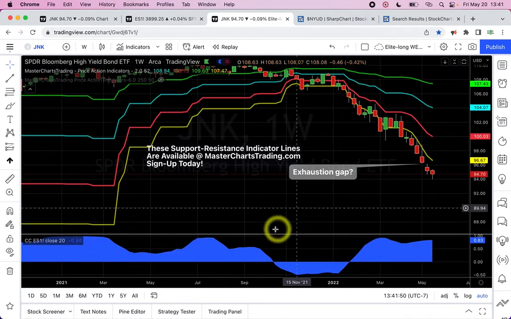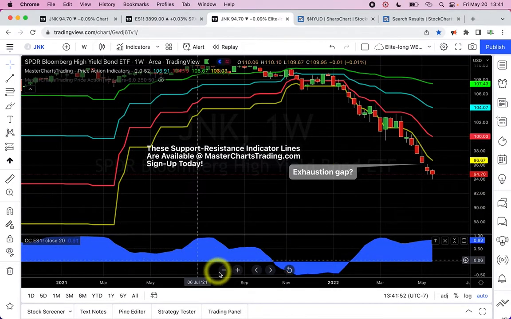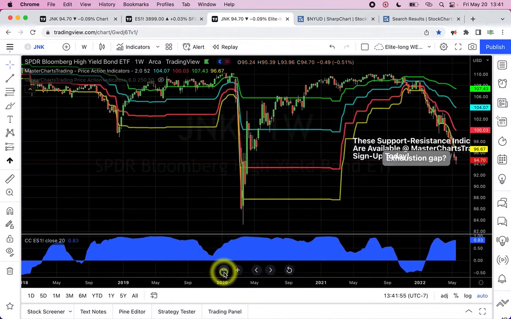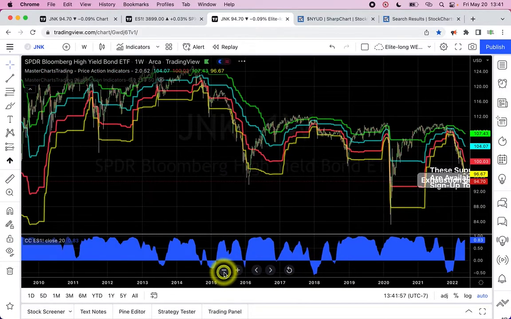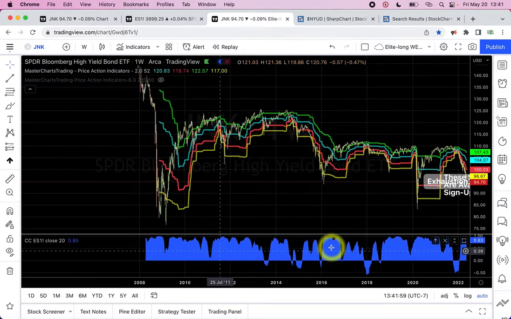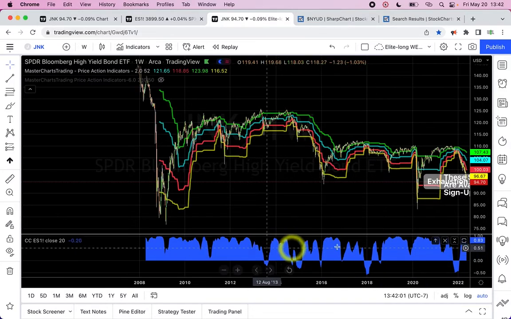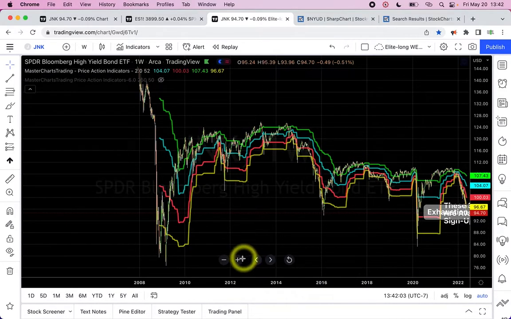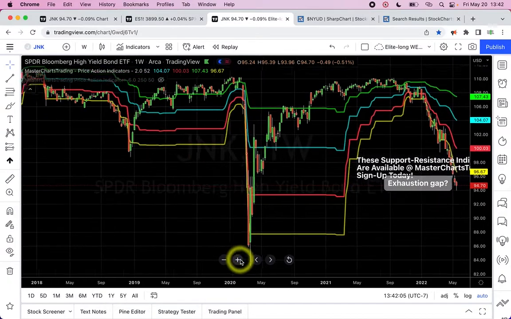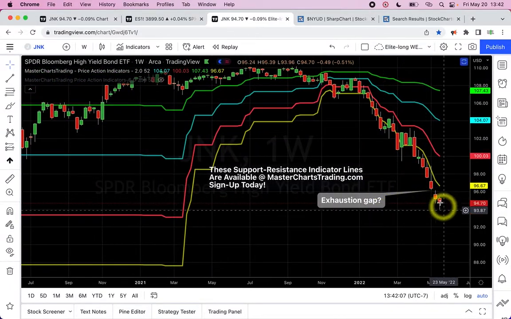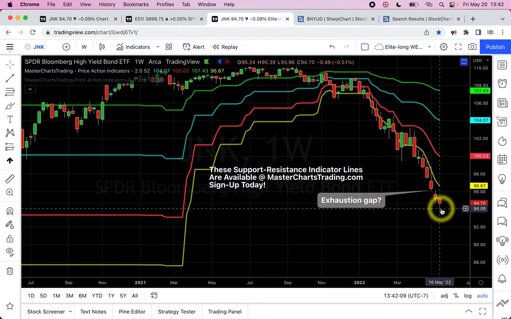Looking at this correlation coefficient once again, the correlation between junk debt and the S&P 500 is very high. Notice this correlation coefficient spends most of its time in positive territory. So I'm going to say that in this case, junk debt is leading the stock market lower.